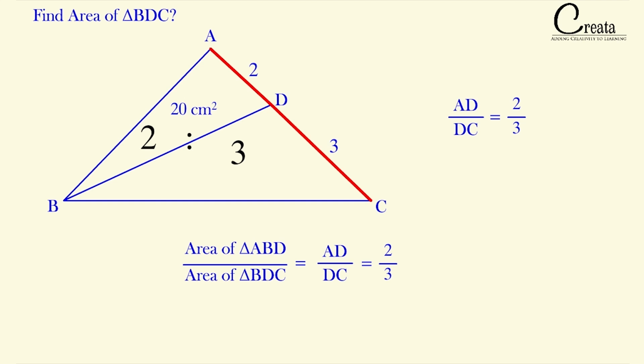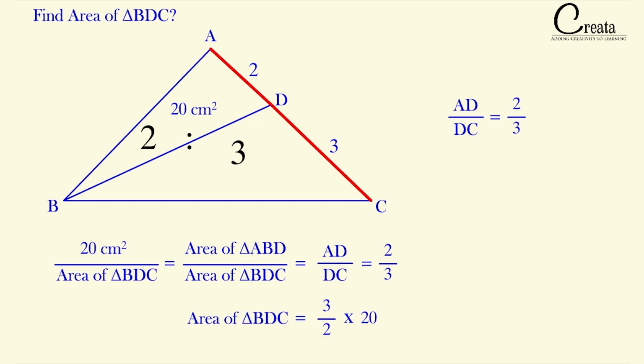And the area of triangle ABD is given as 20 cm square. So we get the area of triangle BDC as 30 cm square. Why? Because the ratio of their bases is 2 is to 3. Okay, got the concept? The ratio of areas of triangles will be the same as the ratio of their bases. This concept we will use.